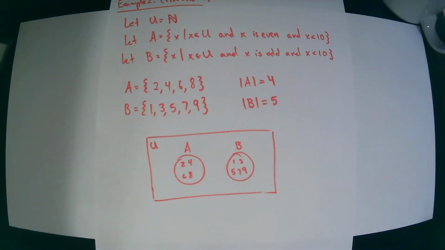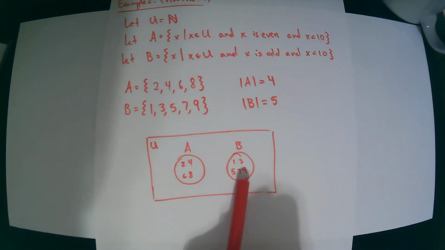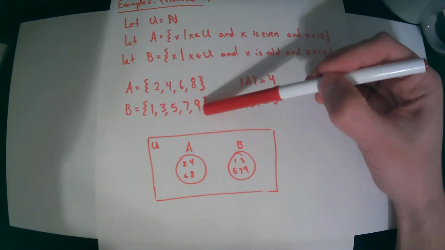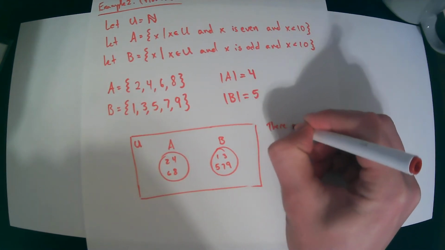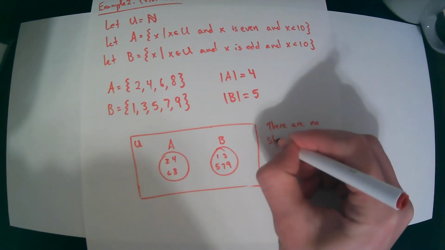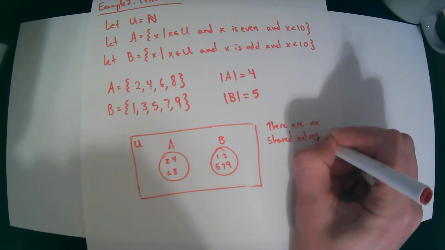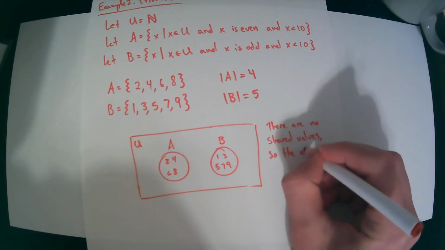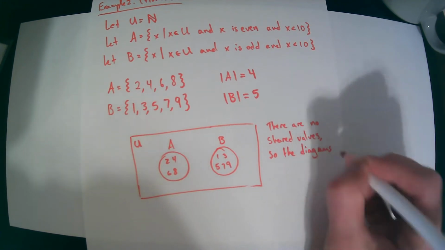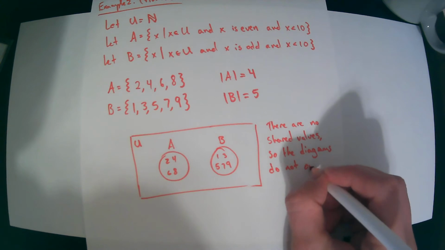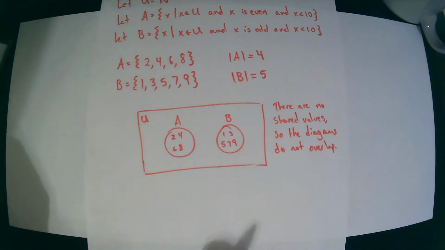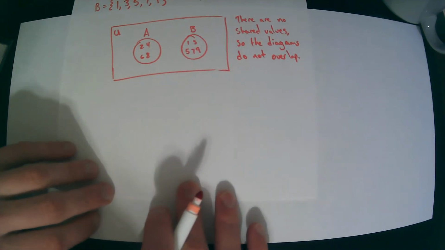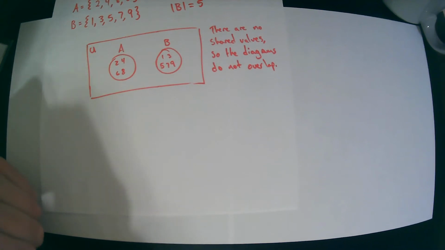Okay. So then I ask a question in the lecture notes that says, why didn't A and B overlap in the picture? Well, because literally there is no overlap in the sets, right? There are no shared values. So the diagrams do not overlap. Now, I also have a note to myself to say, give another example of things that do overlap. So let's add another set and draw a new picture.